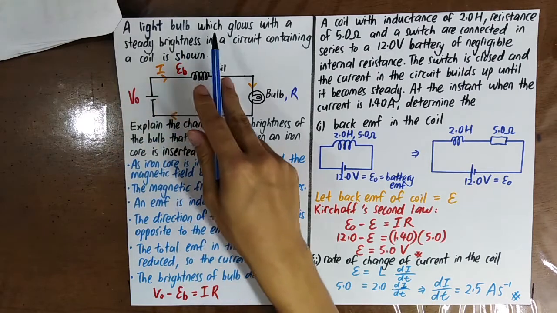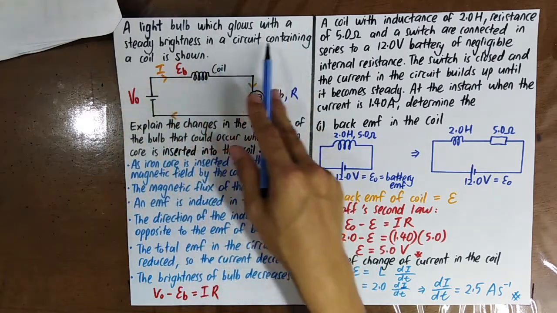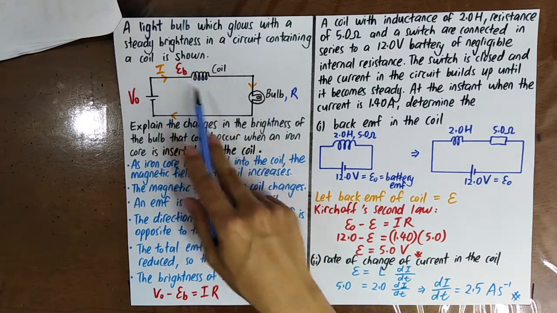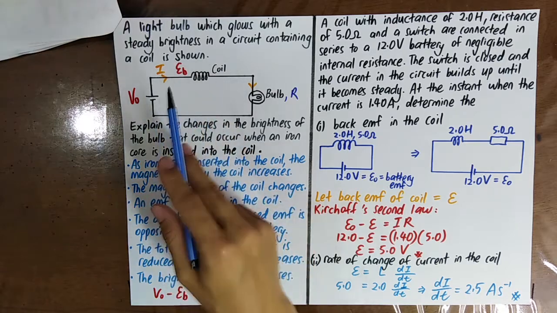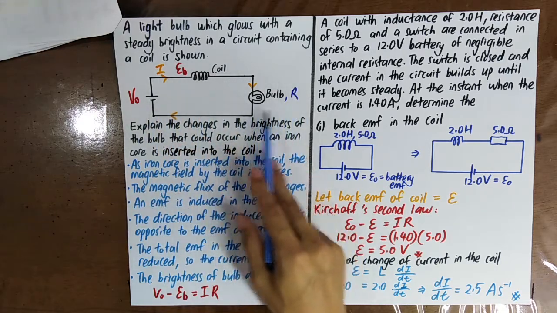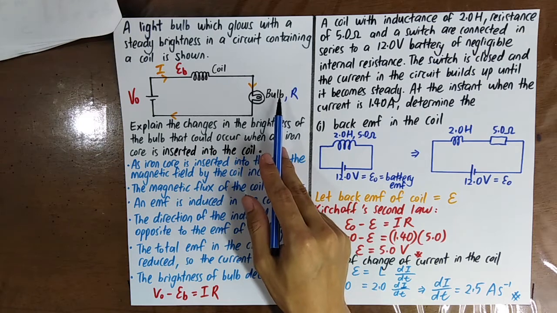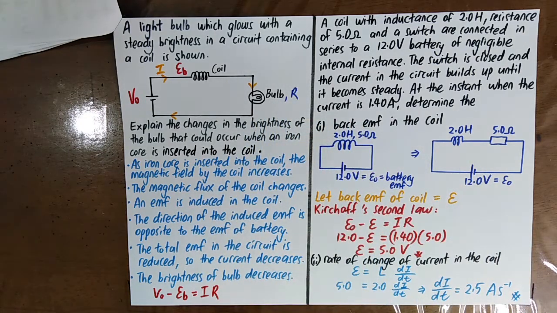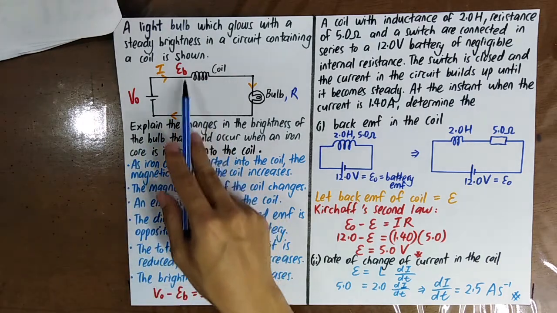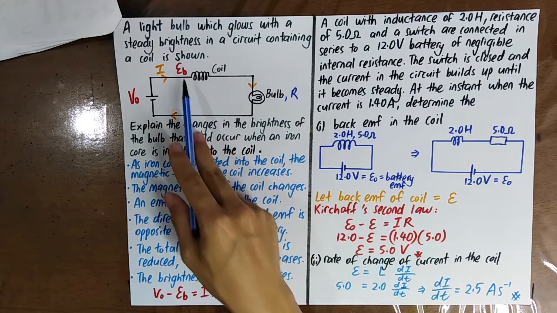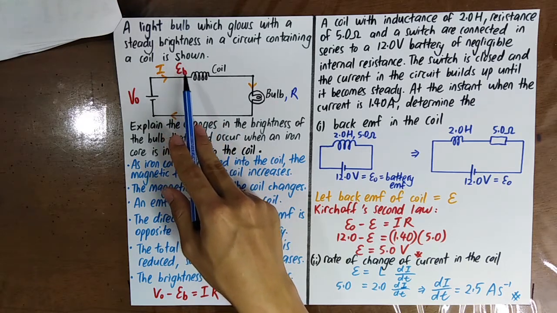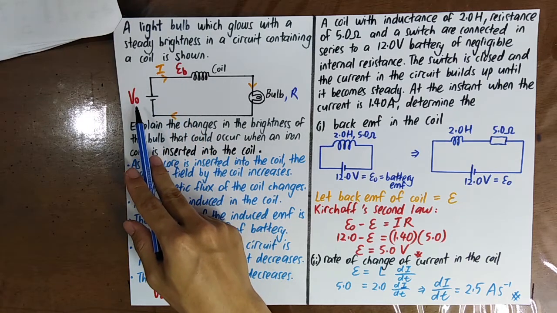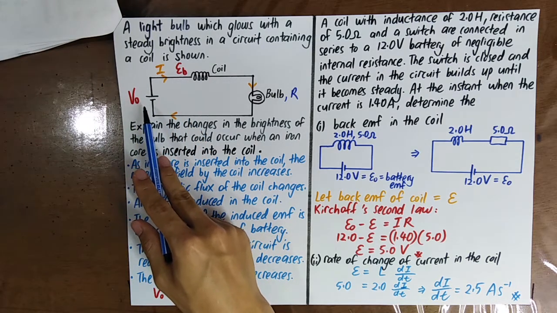A light bulb which glows with a steady brightness in a circuit containing a coil is shown. Okay, so the moment you see the word coil, you know that it is an inductor. When you see bulb, you know that the bulb is just a resistor, because the bulb of course has some resistance. And when you see the inductor, you know that there's some back EMF, and the back EMF has an opposite polarity with the EMF of the battery.